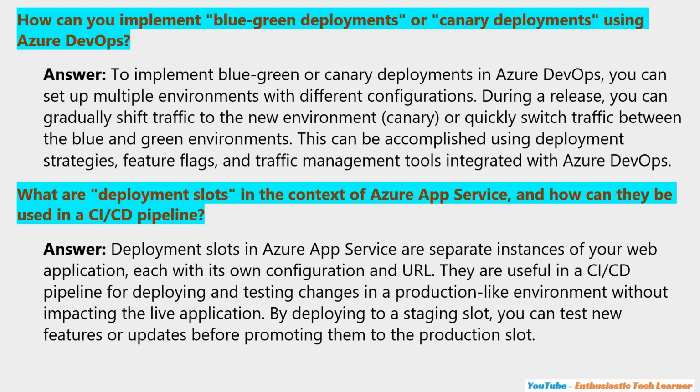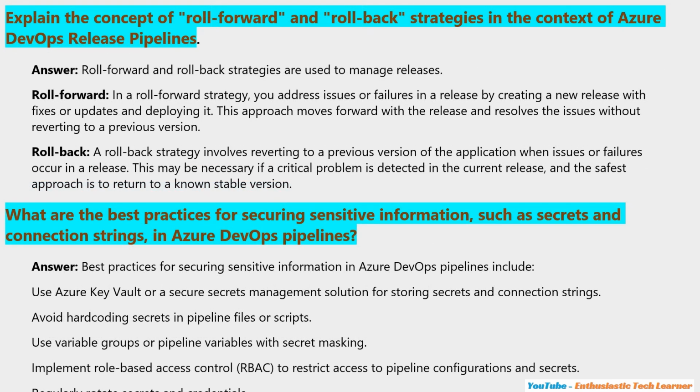Explain the concept of roll forward and rollback strategies in the context of Azure DevOps release pipelines. Answer: Roll forward and rollback strategies are used to manage releases. Roll forward: in a roll forward strategy, you address issues or failures in a release by creating a new release with fixes or updates and deploying it. This approach moves forward with the release and resolves the issues without reverting to a previous version.